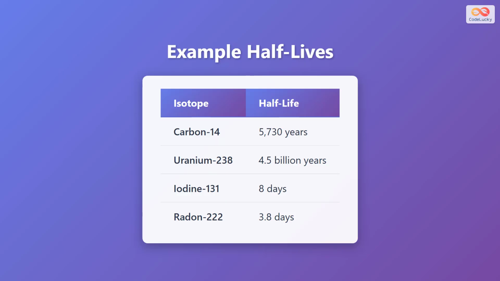Radon-222, a naturally occurring radioactive gas, has a half-life of just 3.8 days. This enormous range from days to billions of years makes different isotopes useful for different applications.